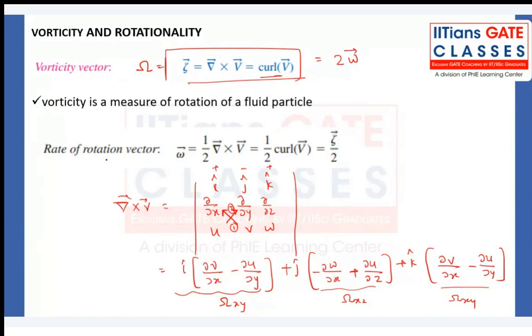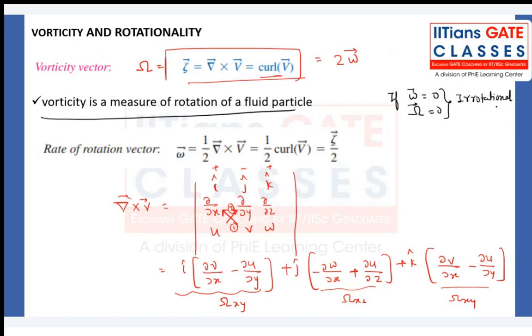Vorticity is a measure of rotation of fluid particles. That means, my dear friend, what you can write: if omega is equal to 0 and vorticity is also 0, then it is an irrotational flow field, which is not rotating. If omega is not equal to 0, vorticity is also not equal to 0, we say this to be a rotational flow field.